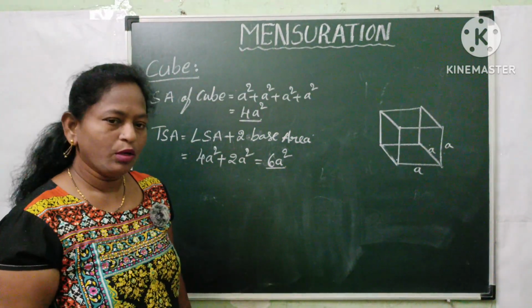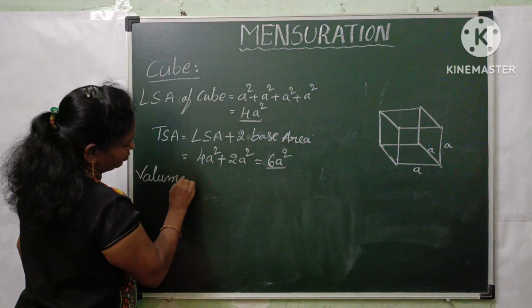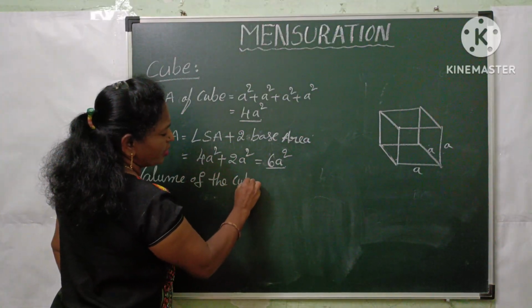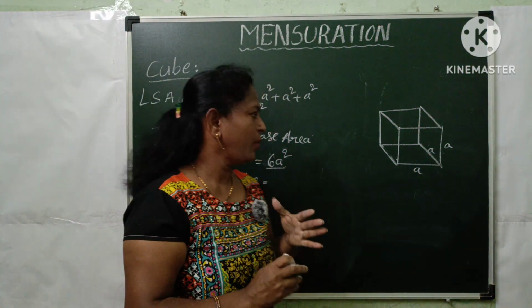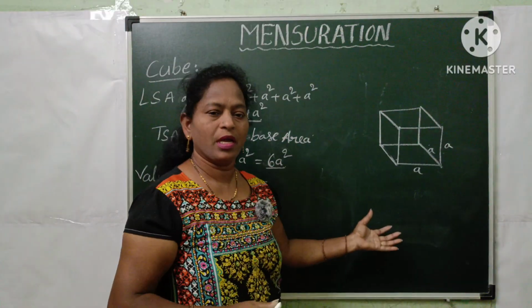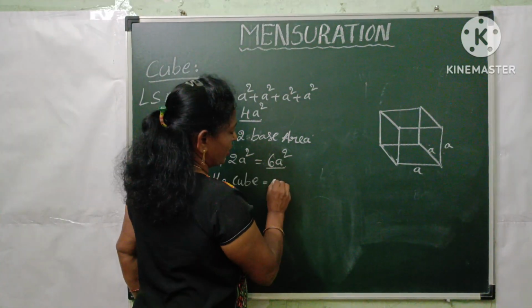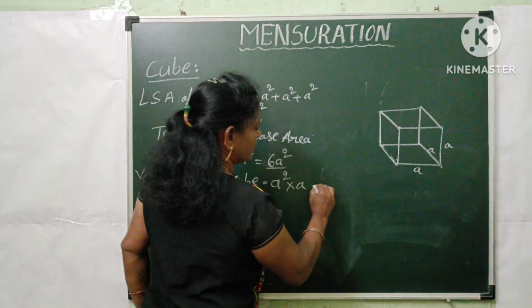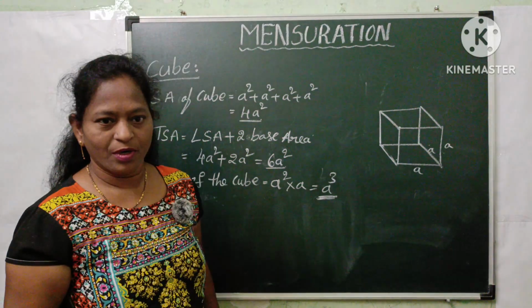Next, volume of the cube. Volume of the cube, already I said, multiply base area with the height. Product of the base area with the height. So the base area is A square and height also A. That is A cube. This is the volume of the cube.